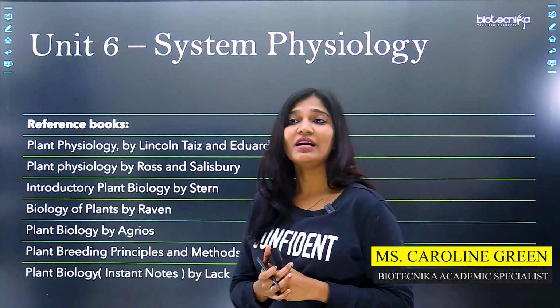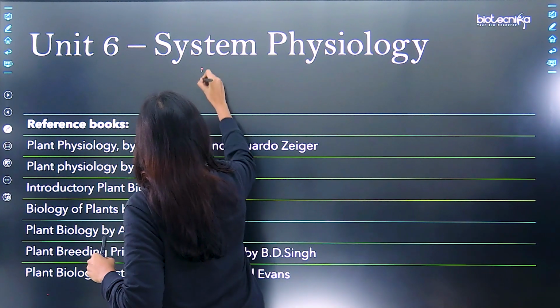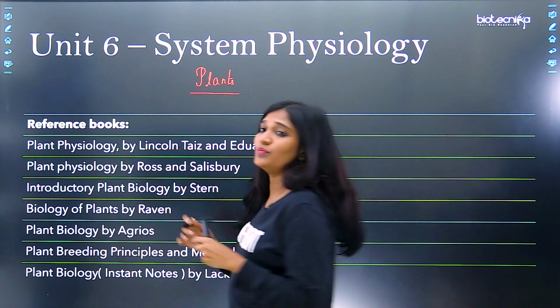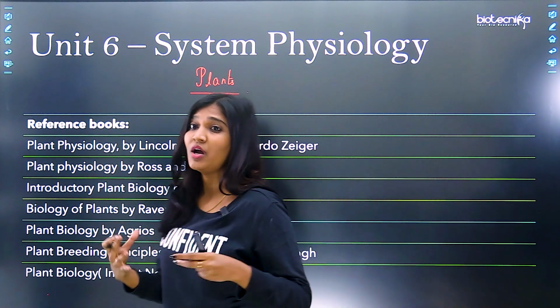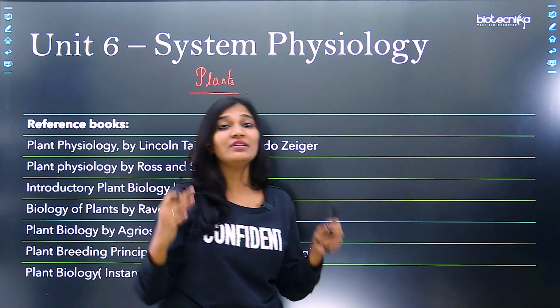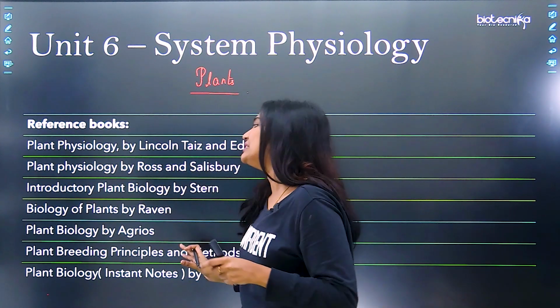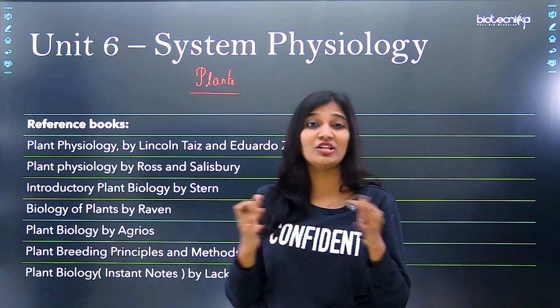So first thing, we are going to talk about Unit 6 System Physiology in plants. The first important thing that we are going to talk about in detail is the reference book. When you start your preparation, it's really crucial that you know what books to follow. So this is the list of reference books that you can follow for Unit 6 System Physiology in plants.